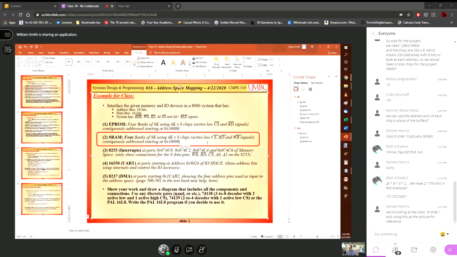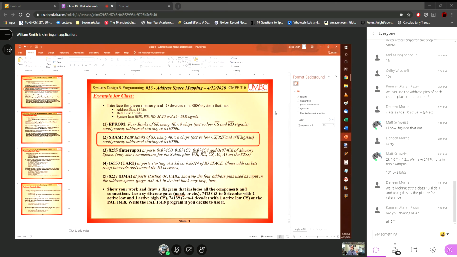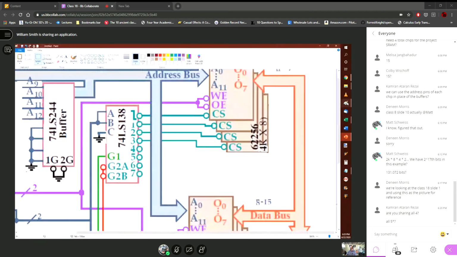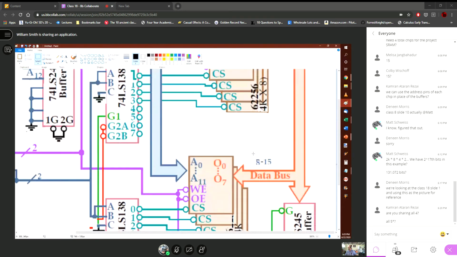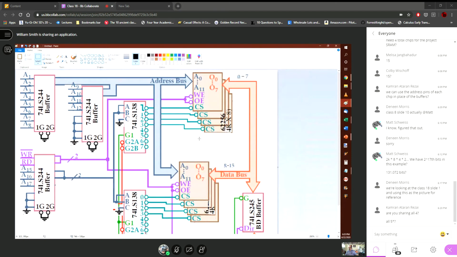Starting at address 1000. Yes, I'm sharing all four chunks, all 4 banks of RAM, all 5-star. Closer. Anyway, let's go back to this for the moment. All right, so each one of these is 4K by 8, and I don't know what the number is, but anyway, that's what it is. Okay, so we'll come back to address 0 in a minute.